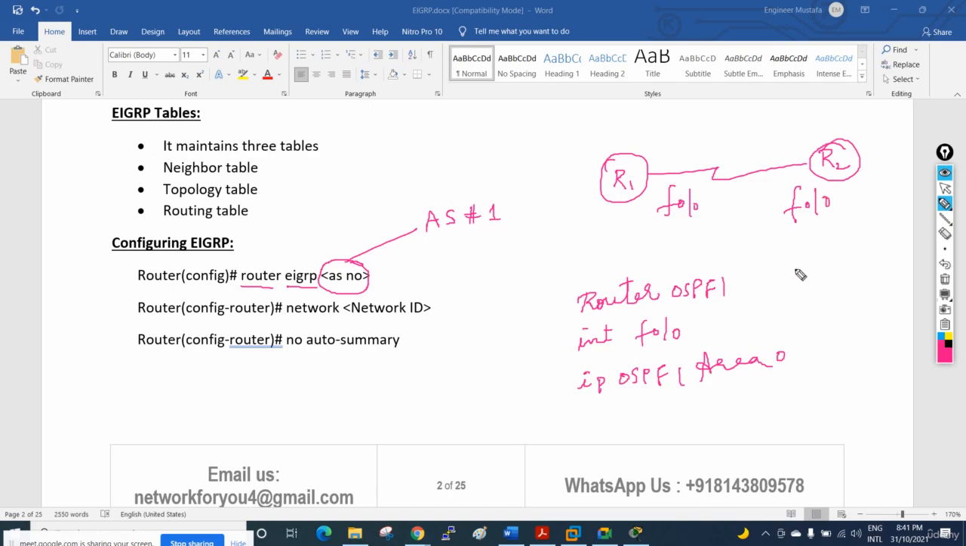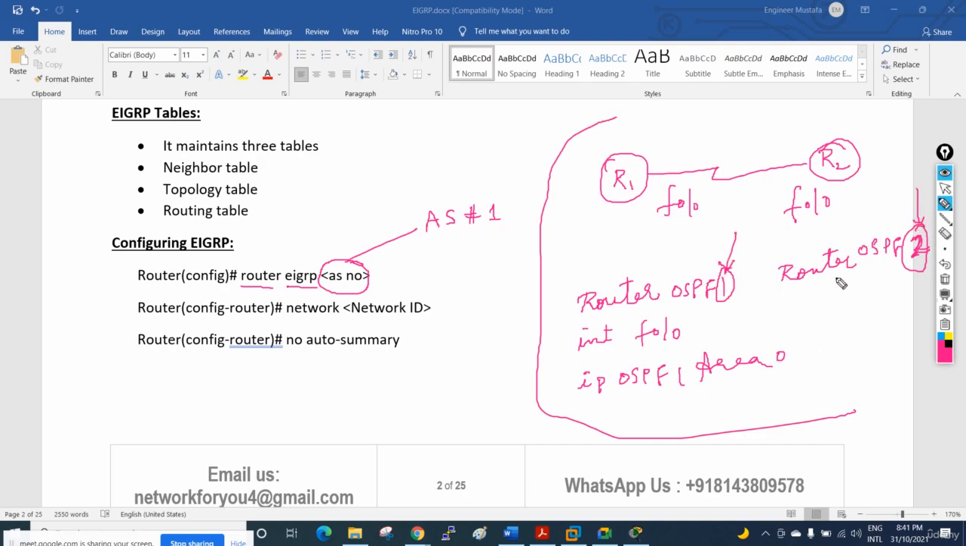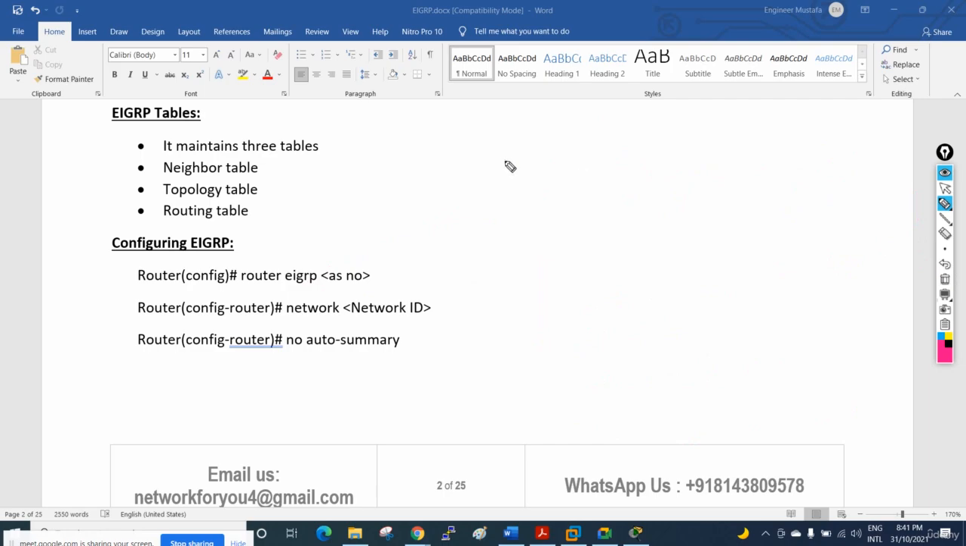For this router command we can write a different number also, the process ID, that is router OSPF. Instead of 1 I can use 2 also, but I think we did not do that one. You can try. In OSPF, here we can use 1, here we can use 2, no problem, it will work. But in EIGRP it will not work. If you are configuring EIGRP, whatever AS number you use here, you need to use the same in EIGRP, but OSPF no problem.